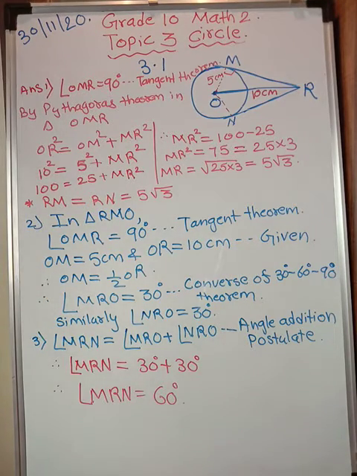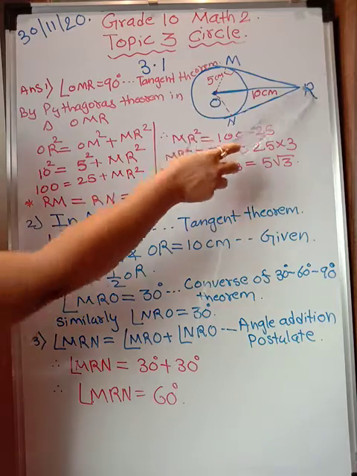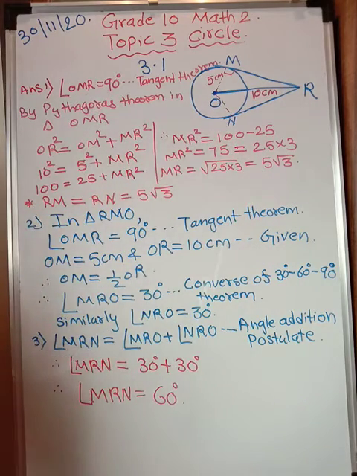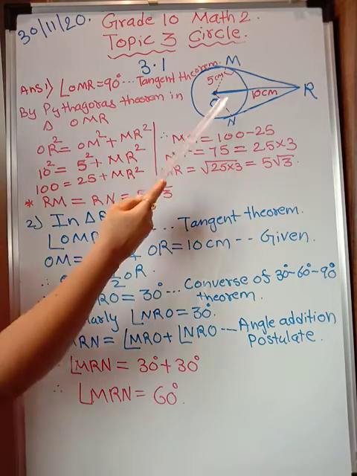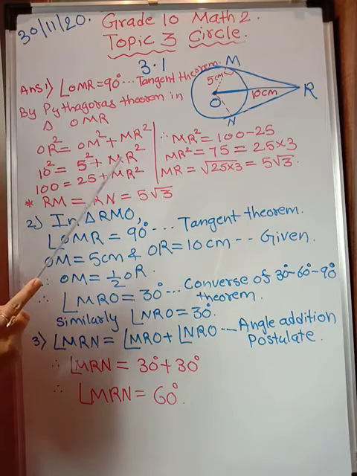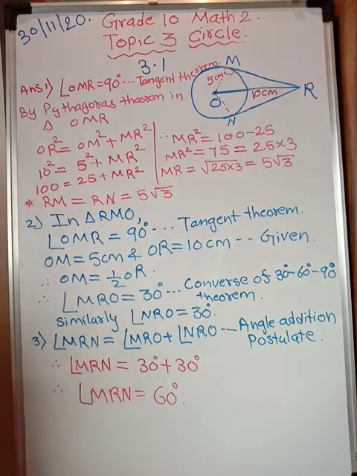Now look at question number 2. This is the second question we are doing. In the adjoining figure, O is the center of the circle. From point R, segments RM and RN are tangents, touching the circle at M and N. Further, OR is given as 10 centimeters and the radius of the circle is given as 5 centimeters. Then the first question is, what is the length of each tangent segment?